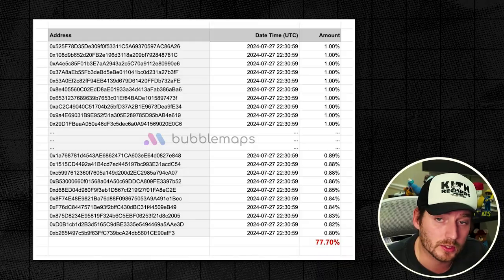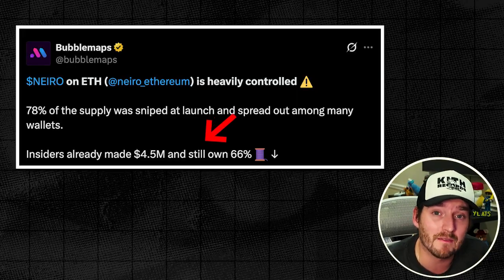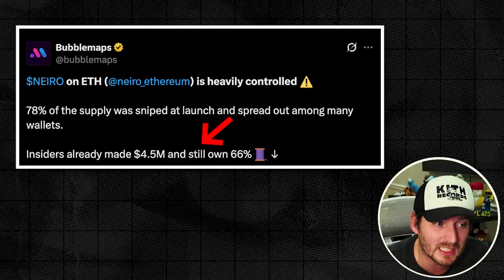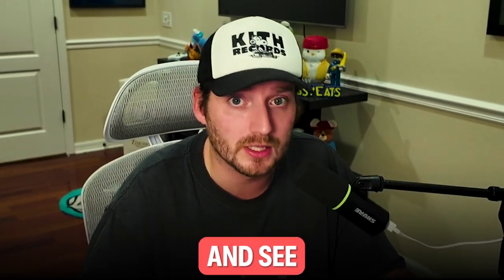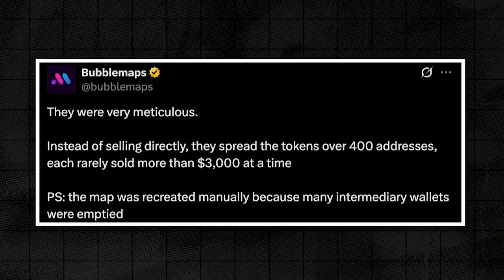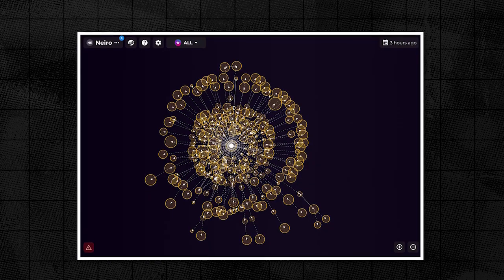At the time of the thread that Bubblemaps put out July 30th, 2024, the insiders had already made 4.5 million and still owned 66% of the supply. And on top of that, when you go in and take a look at the bundle and see how much of the cluster is owned, basically every single wallet. They spread the tokens out over 400 different addresses, which is clearly visible by the Bubblemaps itself.